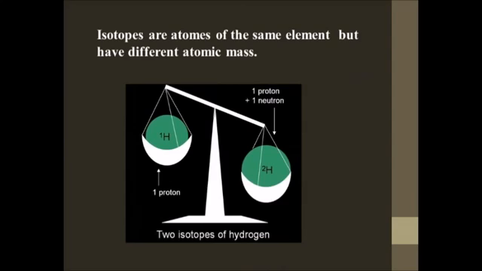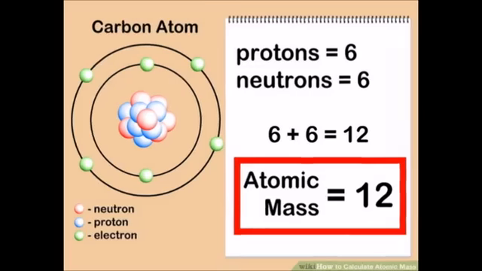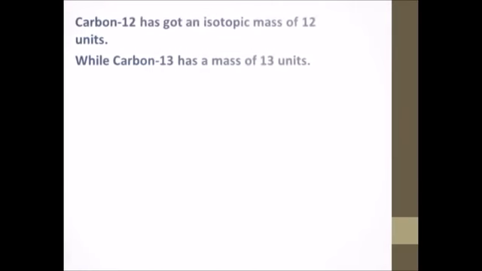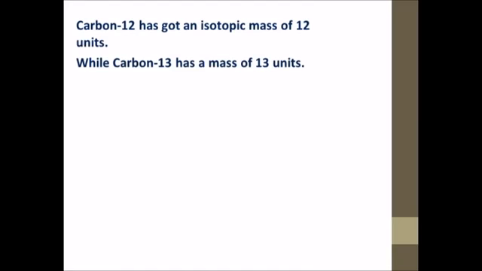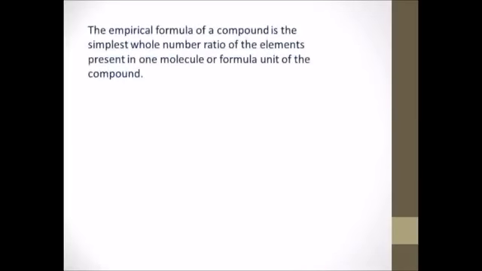Isotopes are atoms of the same element but have different nucleon numbers and therefore different relative atomic masses. This means that isotopes have the same number of protons but different numbers of neutrons. The nucleon number is the number of protons plus the number of neutrons in an atom. The isotopic mass is the atomic mass of an isotope of a particular element. For example, carbon-12 has an isotopic mass of 12 units, but carbon-13 has an isotopic mass of 13 units. But beware that different isotopes don't have different chemical properties.